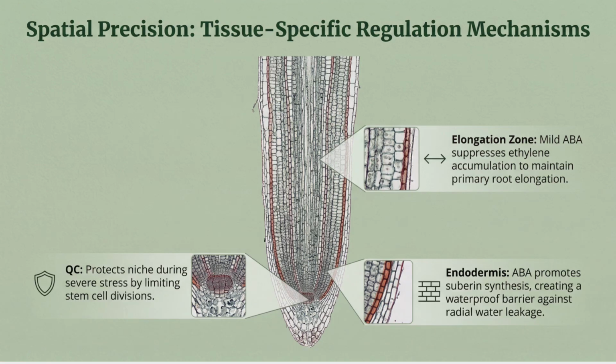This slide focuses on spatial precision, showing how ABA acts differently across root tissues to fine-tune growth. In the elongation zone, moderate ABA tempers ethylene to preserve primary root elongation. The endodermis ramps up suberin deposition to prevent radial water loss, and the quiescent center limits stem cell divisions to protect the niche under severe stress. Each tissue contribution is targeted and complementary.